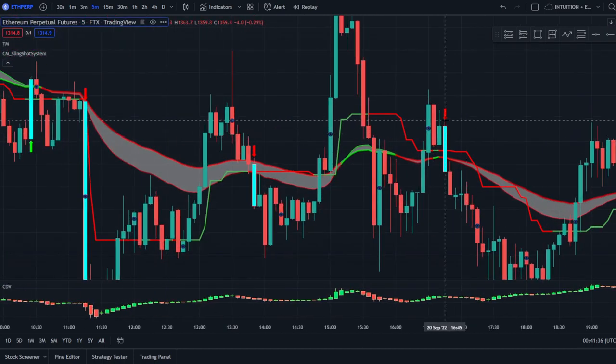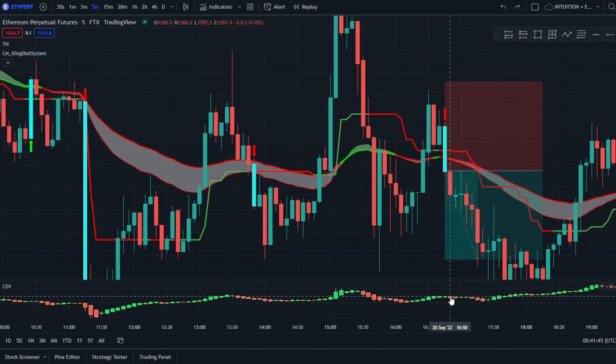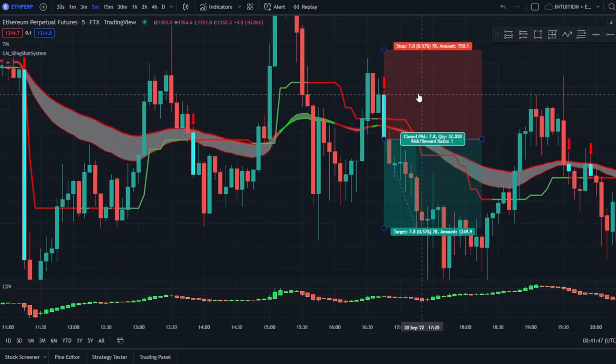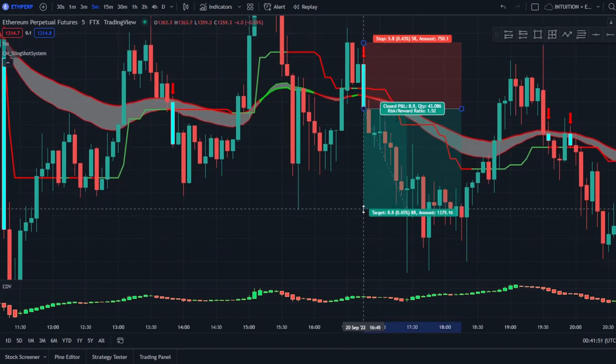But here we have a valid position. You can see that it's red in color. We have a red arrow down. We have a break below the trend magic, and the trend magic is red, and our cumulative delta is red as well. So valid position, stop loss right above, and you take a 1.5:1.